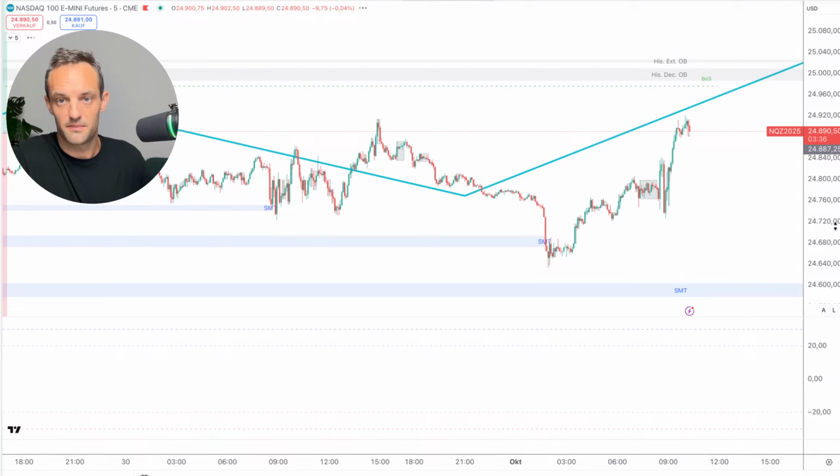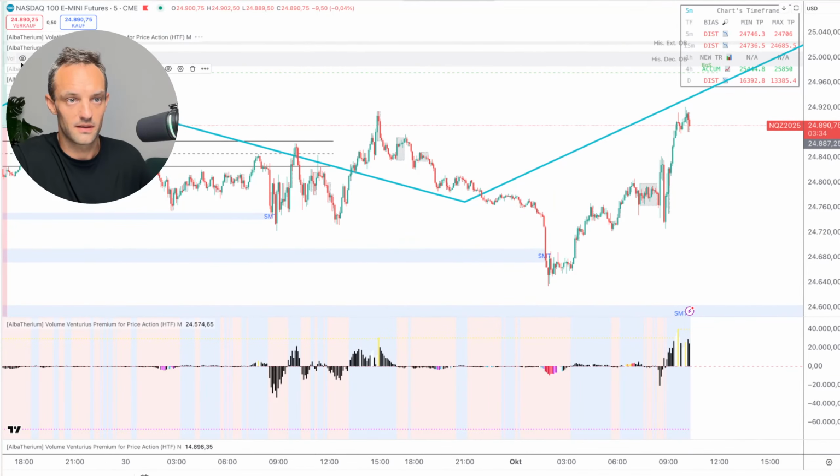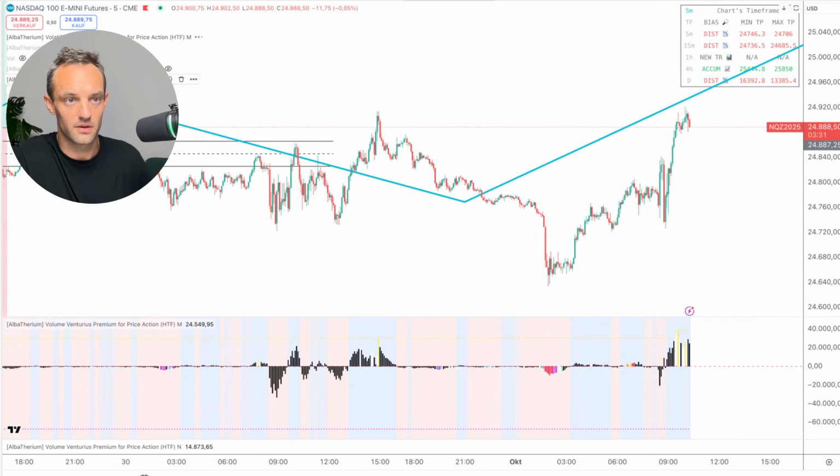You see the same on the lower time frames. Let me take OptiStruct out. Don't need OptiStruct.